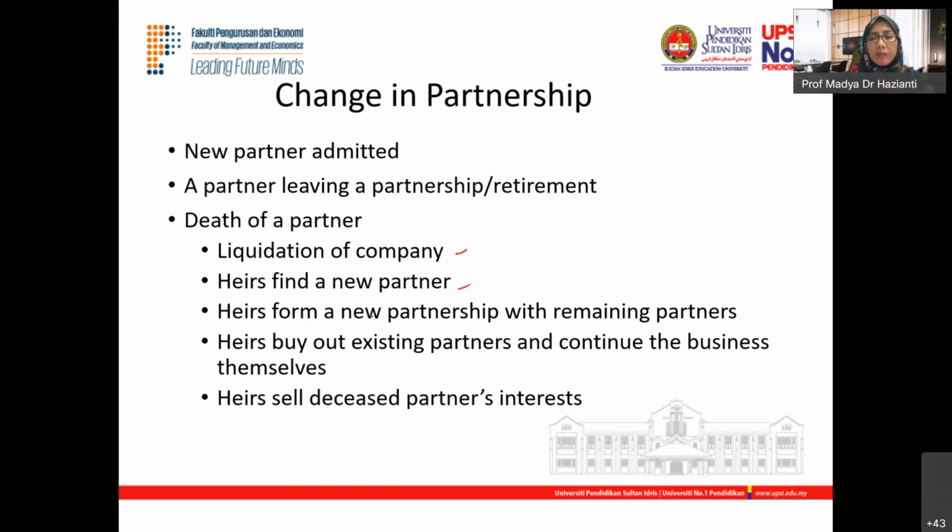Find a new partner. Cari partner baru. Or form a new partnership with remaining partners. Ataupun buy out existing partners and continue the business themselves. Ataupun dia boleh jual je the deceased partner's interest. Ini kalau ada death. So kalau yang lain-lain ni tak ada apalah biasanya.